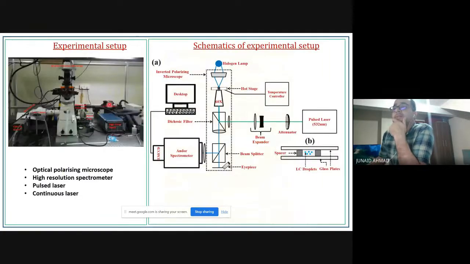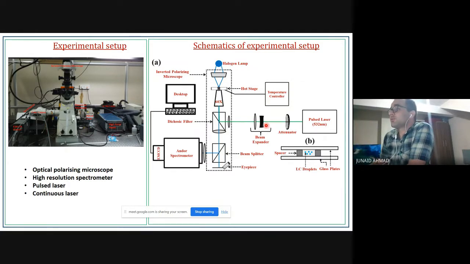Next. So this is the experimental setup which we have built, and schematically what we need is an optical polarizing microscope, which is shown here, a high resolution spectrometer to record those whispering gallery mode spectra, a pulse laser which will be used to pump energy to those droplets here, and a continuous laser sometimes to do some other sorts of experiments.